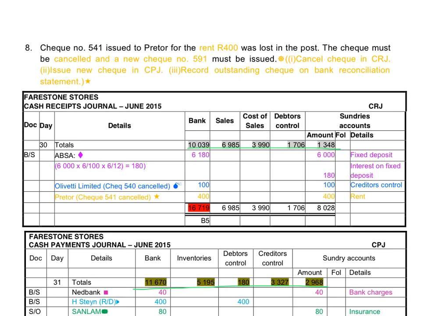I will show in the cash receipts journal that we received money from ABSA, 6,000 that will be transferred to my fixed deposit account. Then on this 6,000, 6% interest for 6 months. So we also received 180 Rand for interest on fixed deposit.